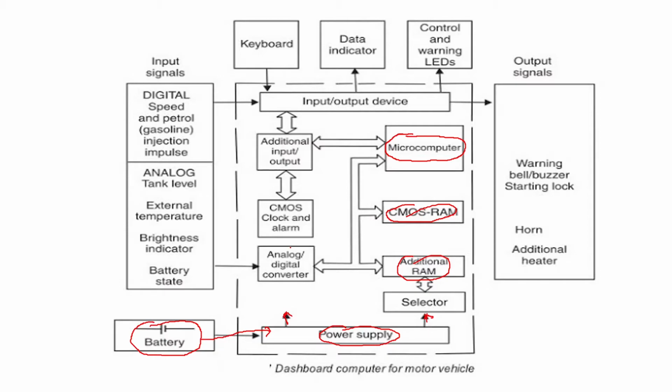You can have an analog to digital converter. You can have a CMOS clock and alarm, and then you have an additional input output system over here, and these are your input output device interfacing, and here is the input for the keyboard if there is any for the driver. This is for the data indicator, and this is for the control and warning LEDs.